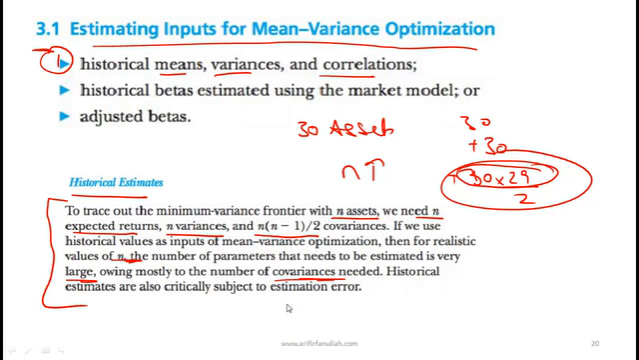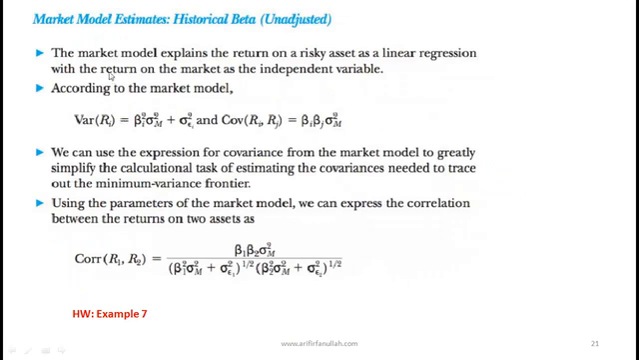All we need to know is that with historical estimates, these are the two issues: the number of inputs and the possible errors because of the process of selecting your data. Good enough? So we've covered the first one. So under the heading of estimating inputs, we've done the first. The second method of estimating your inputs is to use market model estimates.